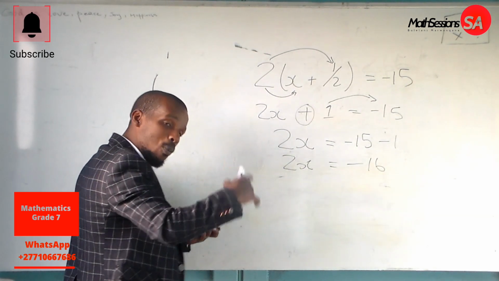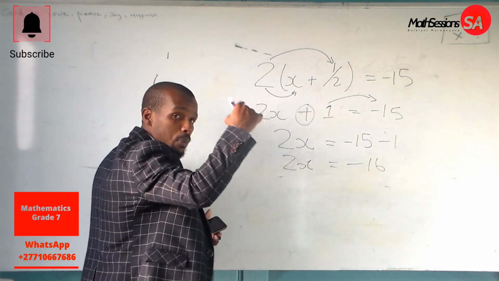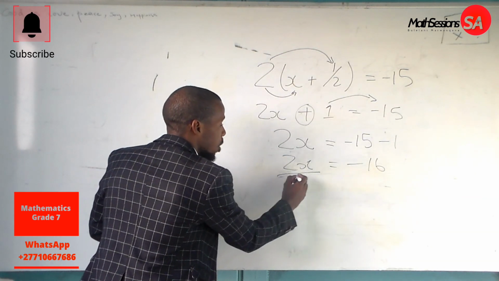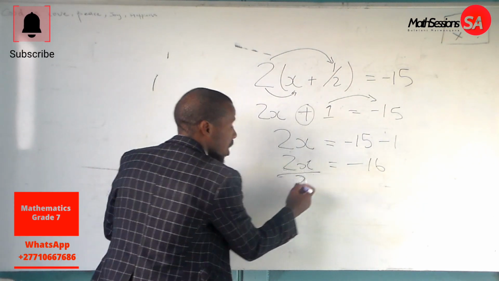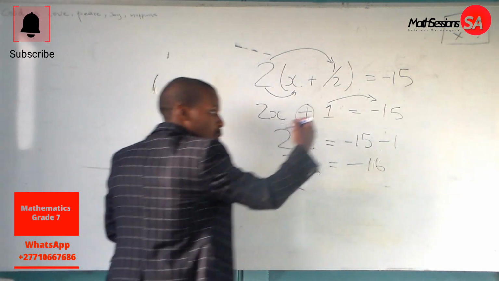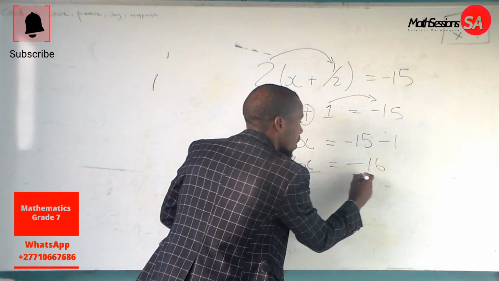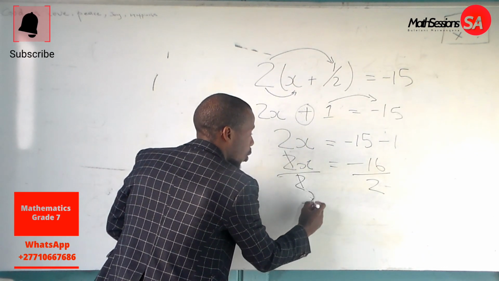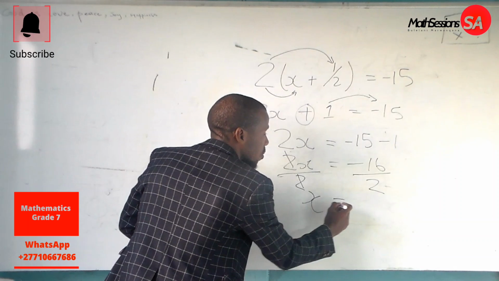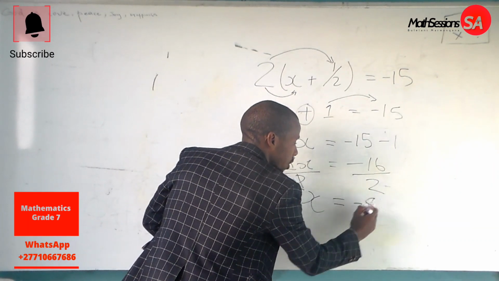Therefore, we go back to the same strategy we used in the previous equation. We divide by 2 because we want to get rid of whatever is multiplying the unknown. What we do on this side of the equal sign, we must also do on the other side. Therefore, we divide by 2. This cancels that one, and we are left with only x on this side. x is equal to negative 8.